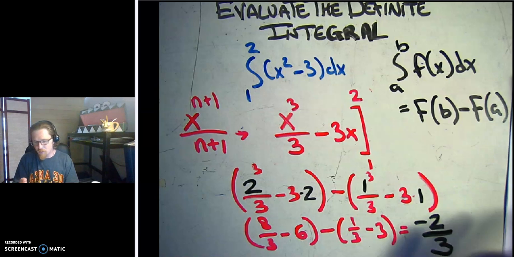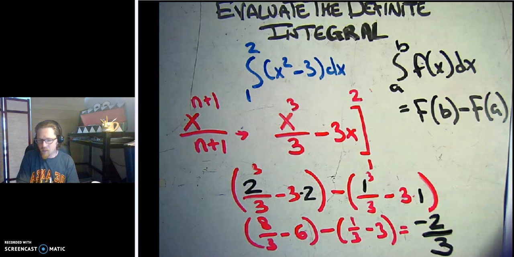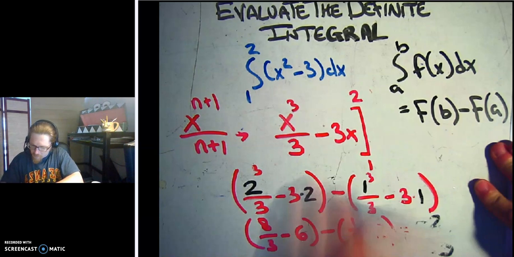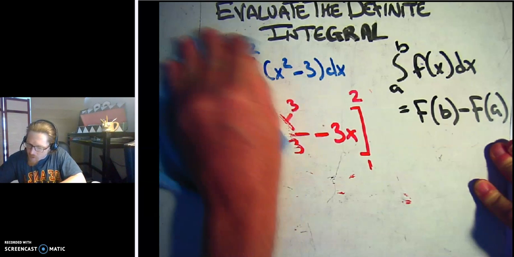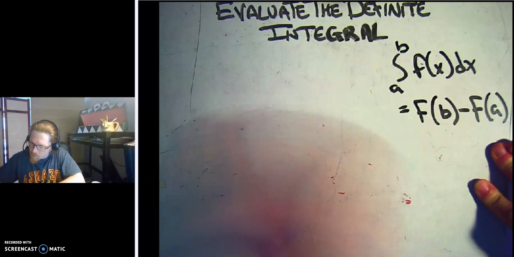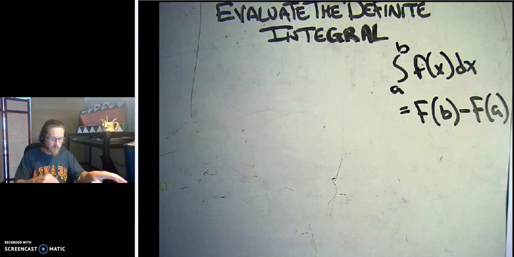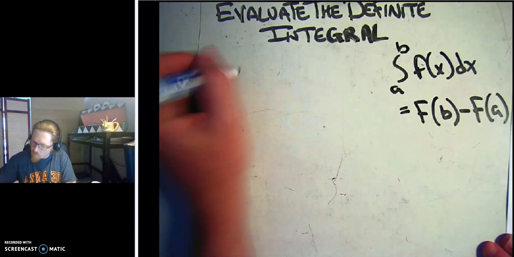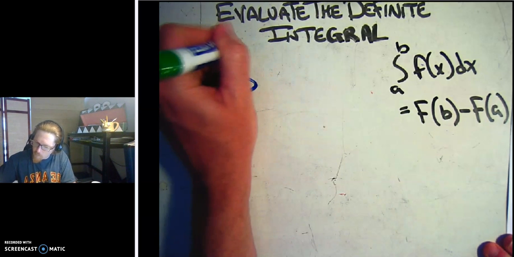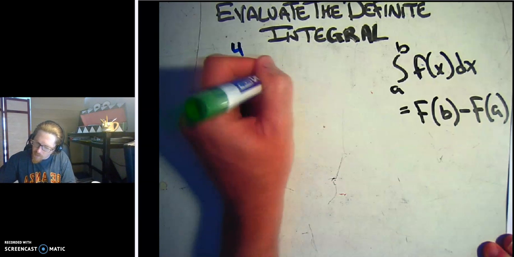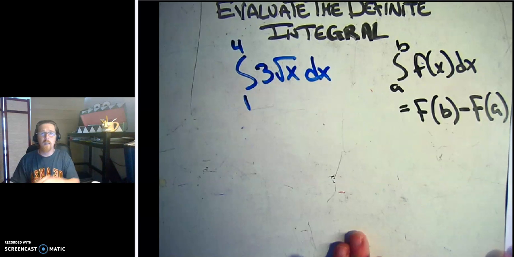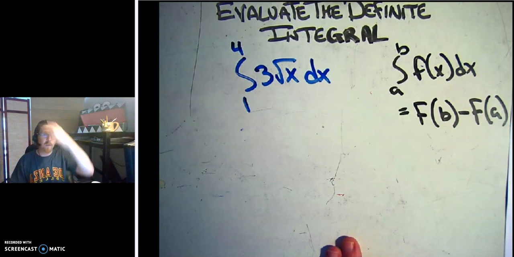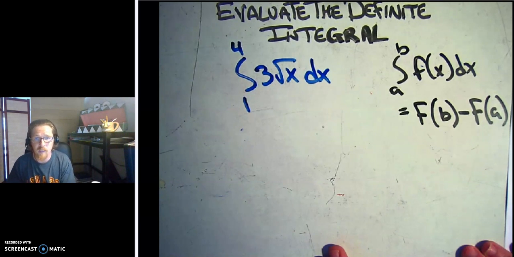Let's just continue. Let's look at another example just to really solidify this idea. So let me erase what I just did there, and let's take a look at another example. We're just going to evaluate the definite integral. How about this? We'll do from 1 to 4 of 3 square root of x dx. So we'll just take the definite integral of this function, 3 square root of x dx.